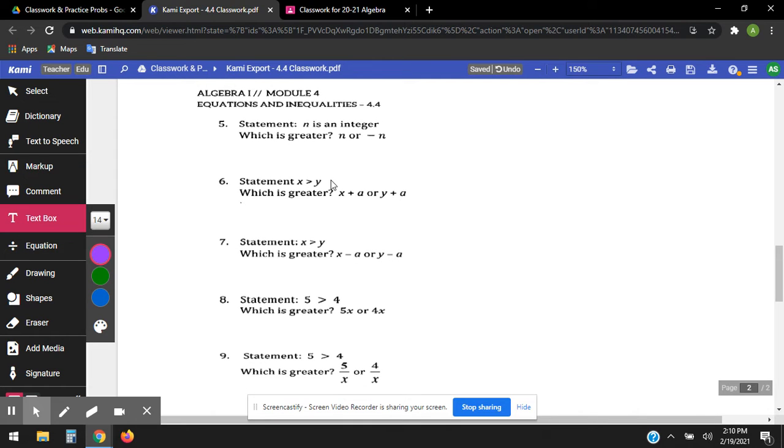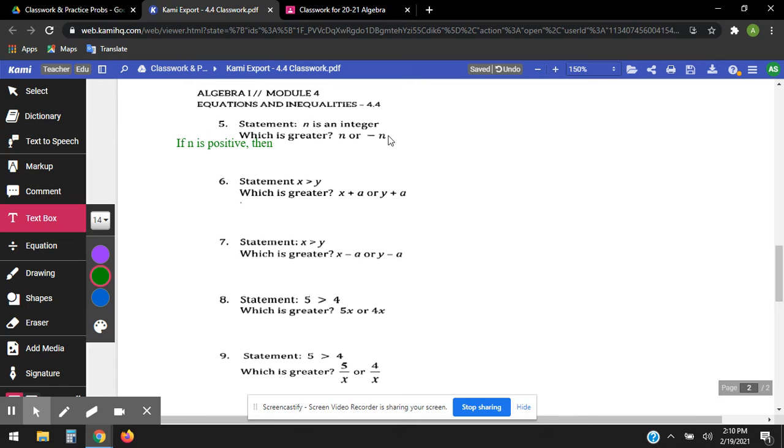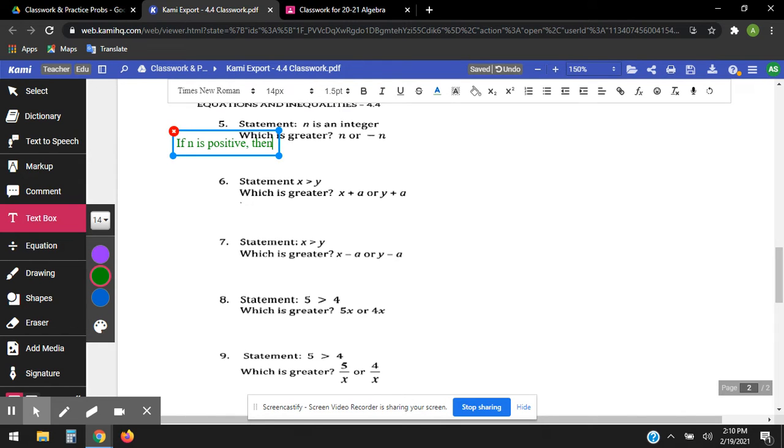N is an integer. Which is greater, n or negative n? All right, well, let's go ahead and put this one in green. Let's just say if n is positive, then, so let's just say positive 4, 4 or negative 4. Which one's going to be bigger? Okay, well, if n is positive, then n is greater than negative n, right? 4 would be greater than negative 4.